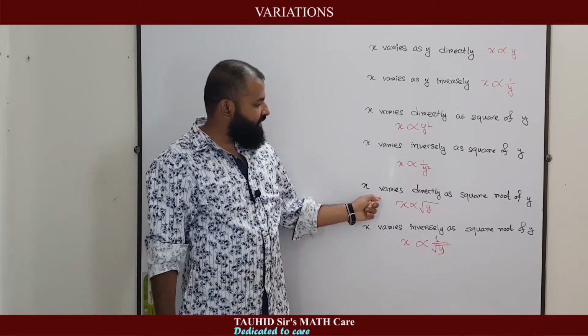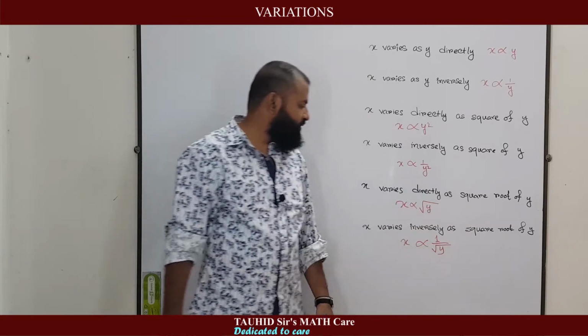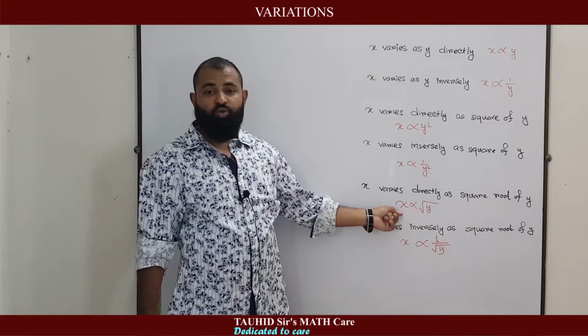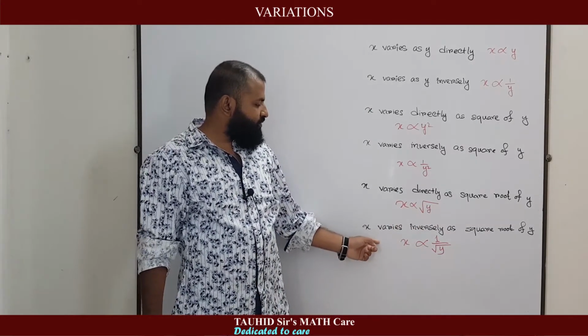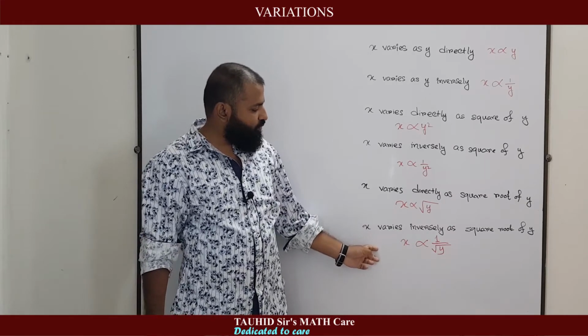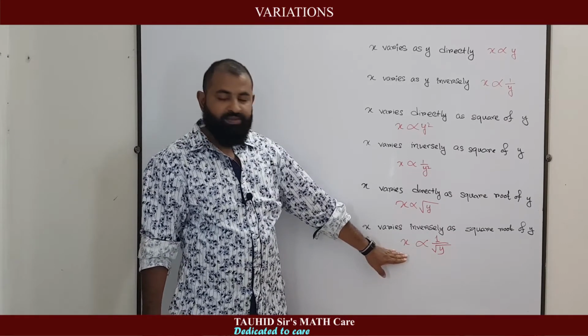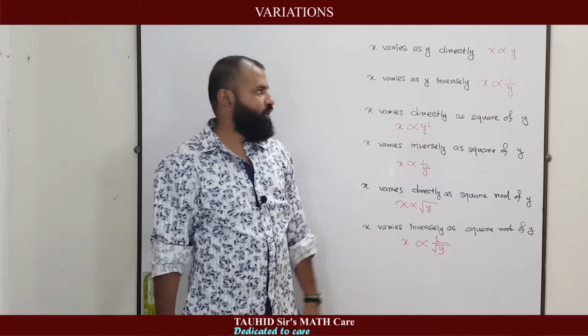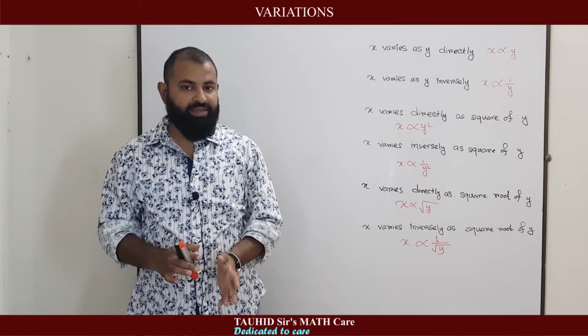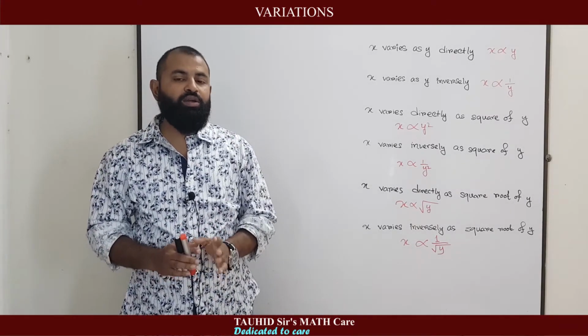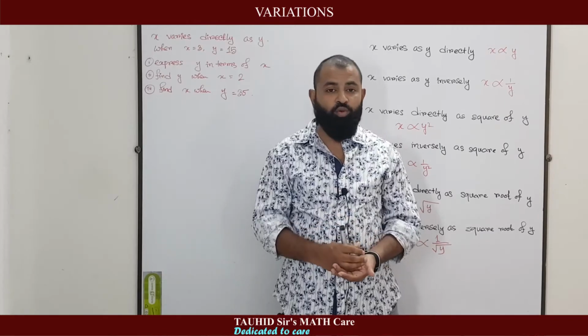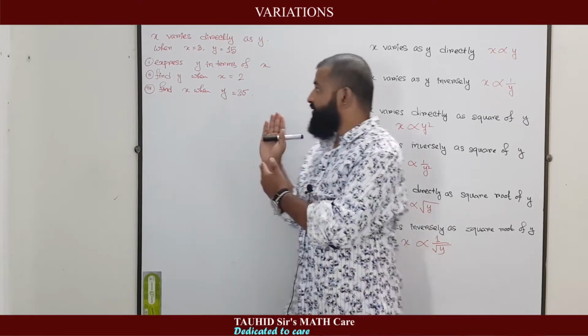X varies directly as square root of y, it means x is proportional to root over y. And x varies inversely as square root of y, it means x is proportional to 1 by root over y. Now we will see an example to clarify our knowledge on variation. The example we will discuss now is written on the board here.